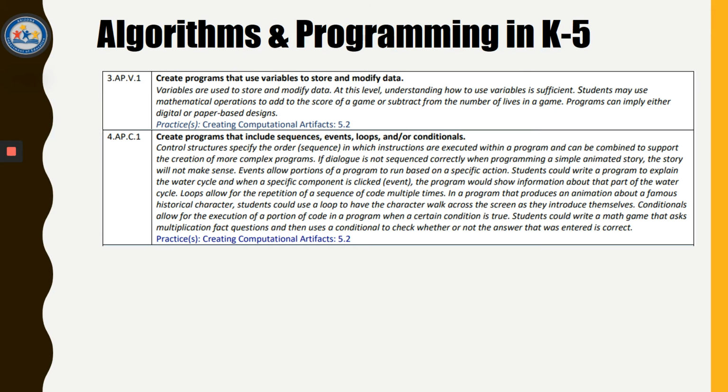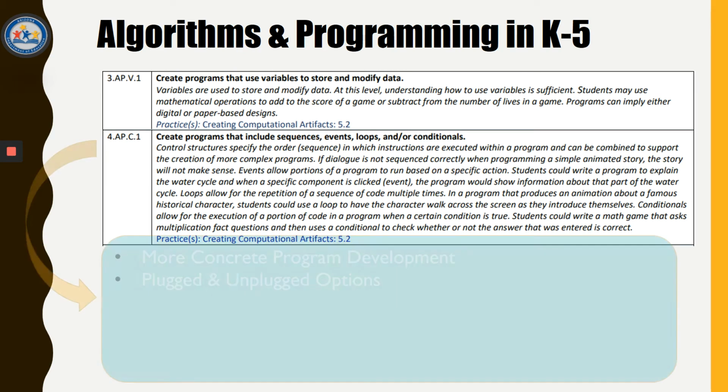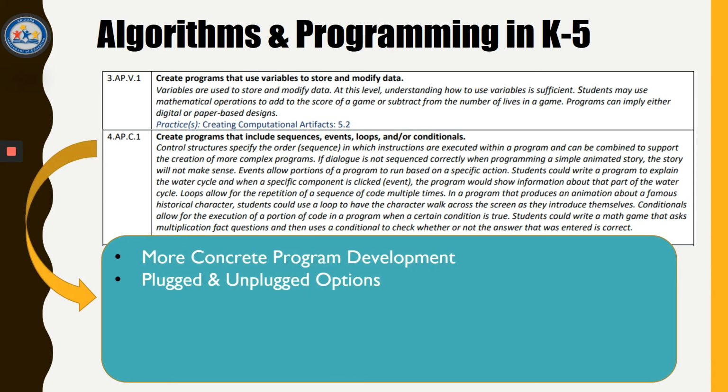In upper elementary, we begin to see more concrete programming concepts and skills. We see variables being used in 3rd grade as a way to remember data, and we see the introduction of events, loops, and conditionals in 4th grade. Importantly, a close reading of these standards shows that these activities can be done either plugged, meaning using a computer and a programming language, or unplugged, with manipulatives and paper materials usually integrated into a larger unit.